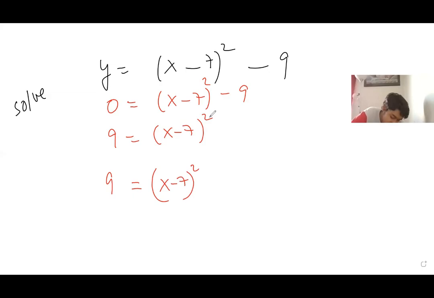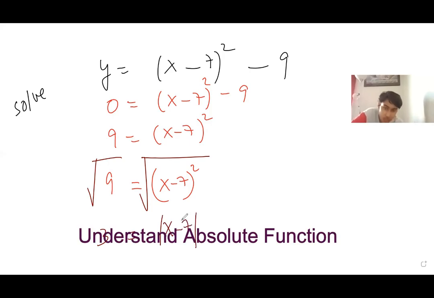Now see what I'm doing. I'm doing square root on both the sides. Yes, sir. So what is square root of 9? Plus and minus 3. No, I have not written plus and minus. See the beauty. Actually speaking, square root of 9 is 3. What is square root of (x minus 7) whole squared? It is absolute value of x minus 7. You understand?